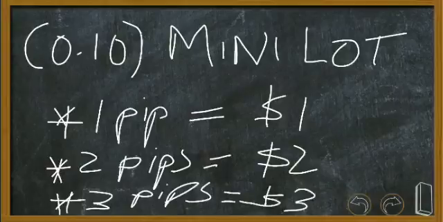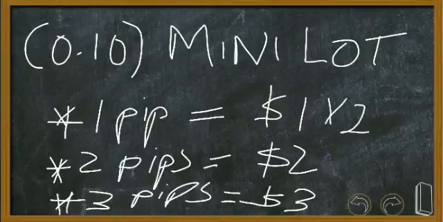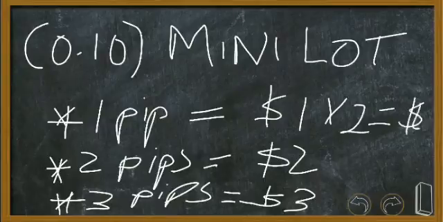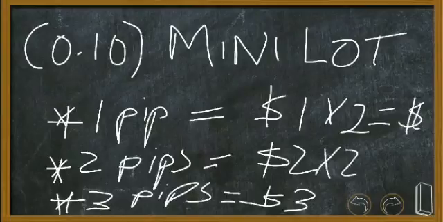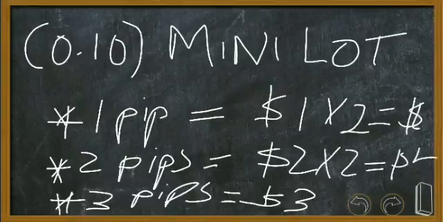And remember, these examples which I'm giving are for a single lot, 1 mini lot, or 1 standard lot, 1 micro lot. So if there are 2 mini lots, that means you'll further multiply by 2. So that will be $2 for 1 pip. Here will be $4 for 1 pip. But then I hope you get where I'm going. So let's move to the micro lot.